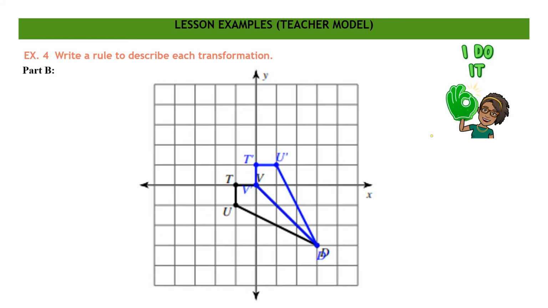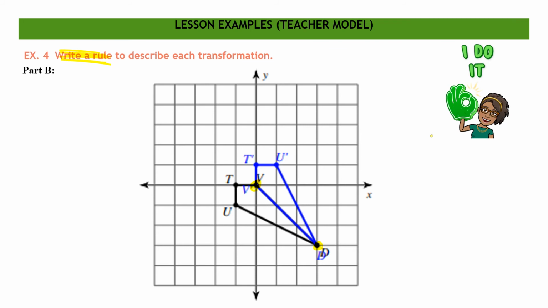Now let's look at example 4, part B. Again, we are writing a rule to describe the transformation that's given. This one is very interesting because you already have two sets of points that are the same. We have points D and D prime, which are here. Let me use a different color, something a little bit brighter that you guys can see. We have D and D prime here, and we have V and V prime here. I see that D and D prime and V and V prime share the same point.